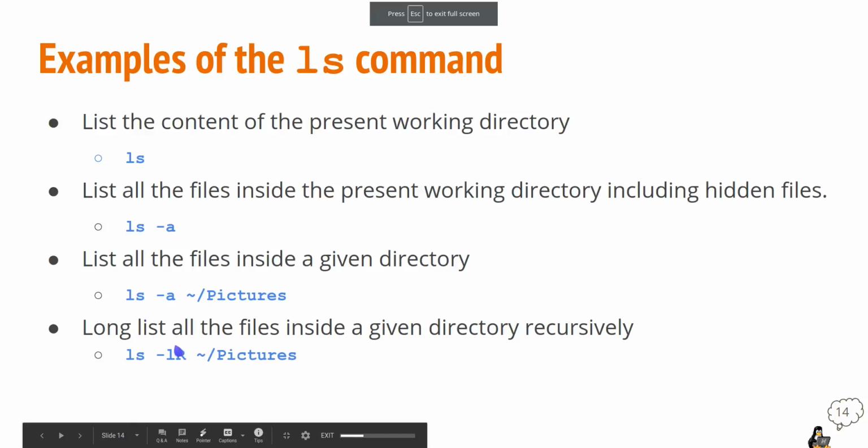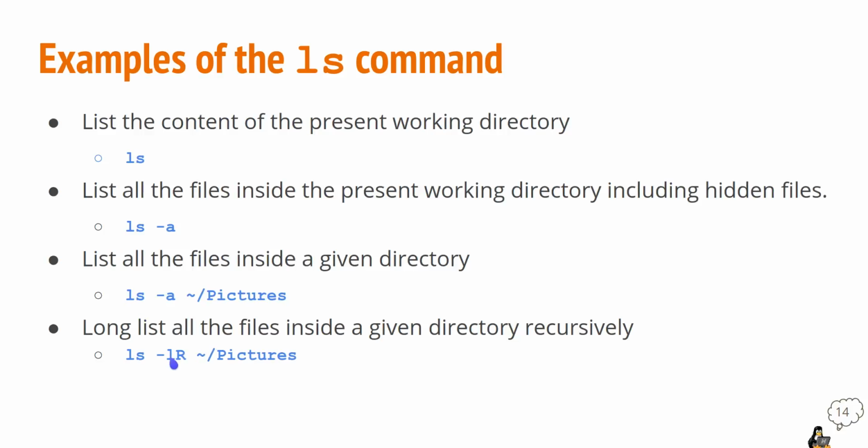Let's go back in here. There you go. So if I want to long list all the files inside a given directory, I give them option -L and then R for recursive. Recursive means list the directory, the subdirectories inside the particular directory, and also all the files that this particular subdirectory contains. Now, this is better understood if we do it graphically.